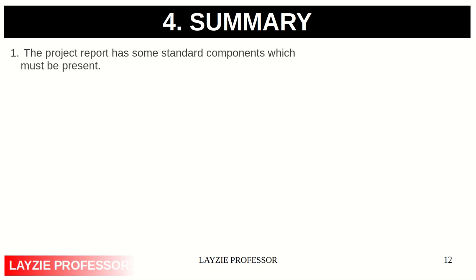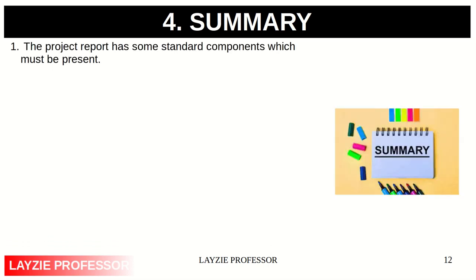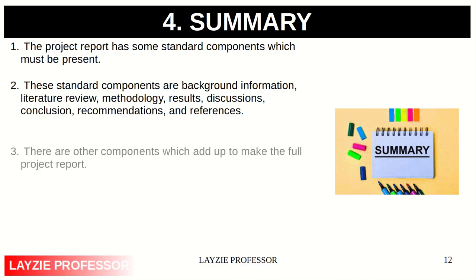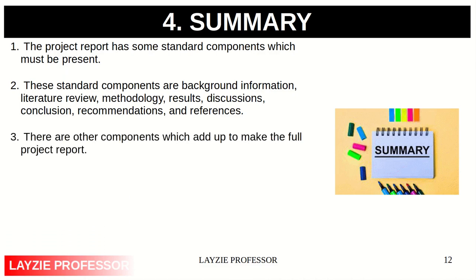So let's summarize everything. The project report that you're supposed to write has some standard components which must be present regardless of the institution that you are in. So these standard components must be there, and they form the core or the centerpiece of the project work. And these components are things like the background information, your literature review, your methodology, your results, your discussions, your conclusions, your recommendations, and your references. And the other components add up to the above components I've mentioned, to make up the full project reports.